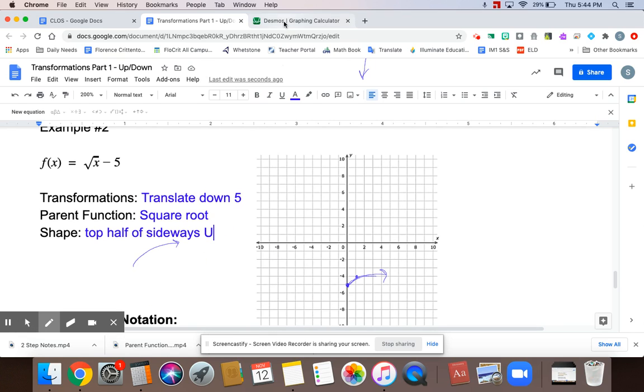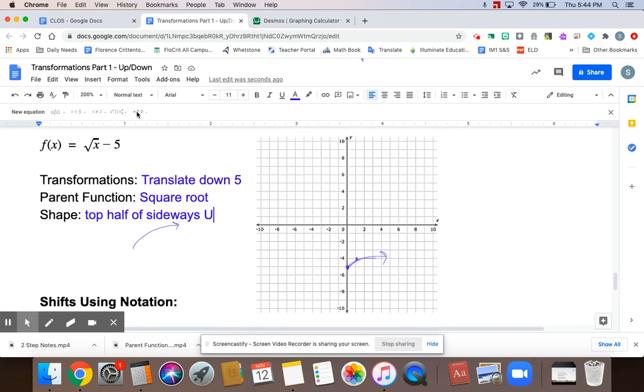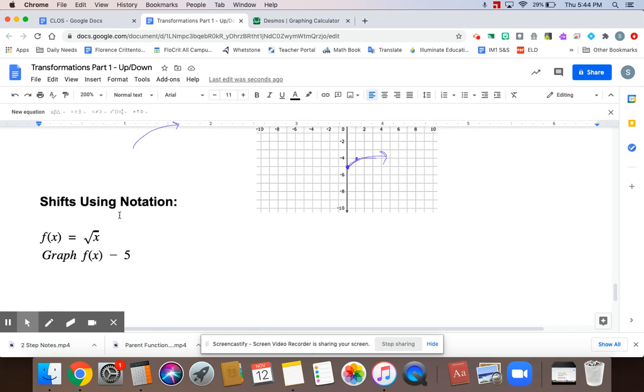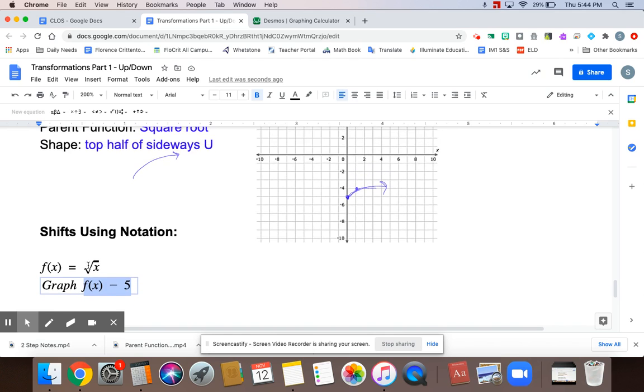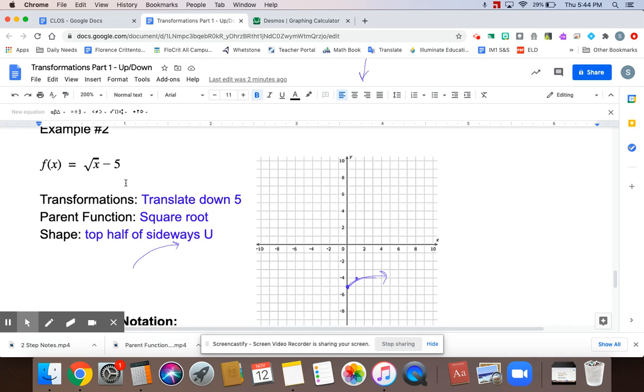And there's my graph of this one. So again, they can give you this notation where instead of saying graph this, they'll say f of x is the square root of x, so graph f of x minus 5, which just means take the square root of x and translate it down 5, which is the same thing as this, just different notations.